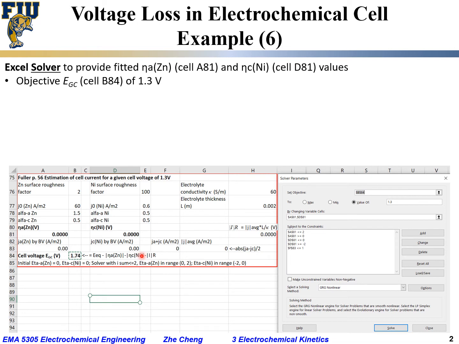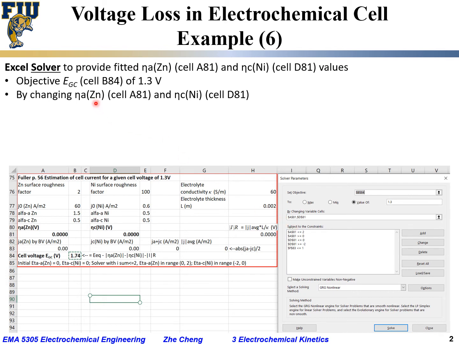Okay, so you set up the Excel and using solver, the objective is for the cell voltage EGC in cell B84, which is also here B84, to be the value. This time we are not trying to make it the maximum or minimum, we are trying to make it the exact value of 1.300 volt. Okay, and then Excel solver asks you to define the cells to be changed or the cells to optimize.